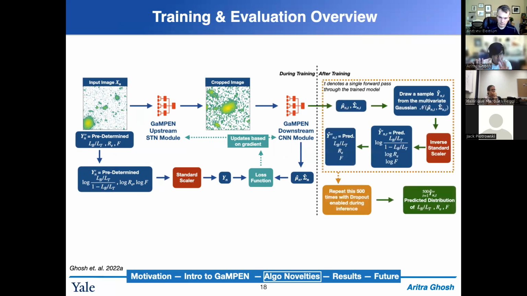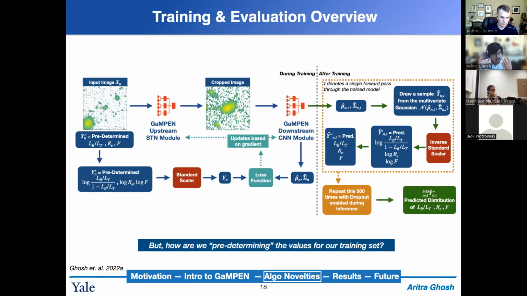Next, once it has been trained, what we do is for every image, we make an estimate of a mu and a sigma. And then the multivariate Gaussian that we're predicting, we draw a sample from it. And then we repeat this entire process 500 times for every image. That is, for every image, we predict 500 different multivariate Gaussians. And from each of these Gaussians, we draw a sample. And this entire collection is what are the predicted distributions of the parameters. And this helps us account for both the uncertainties together in one training set. So hopefully that gives you an overview of how we do the entire training.